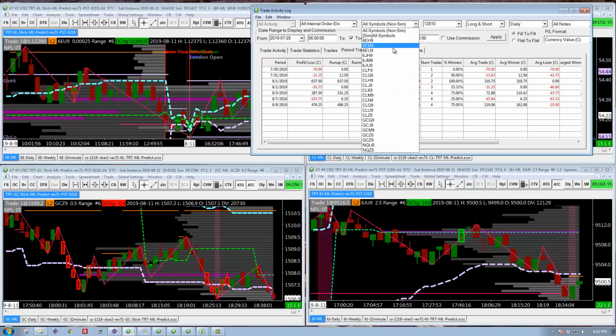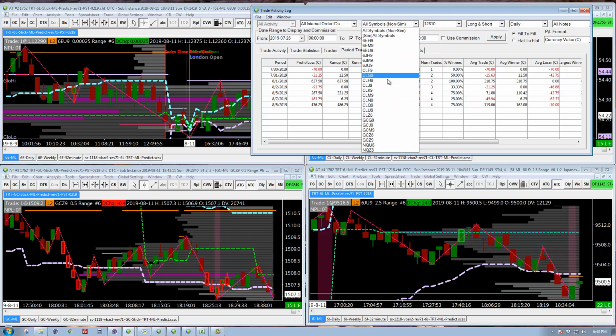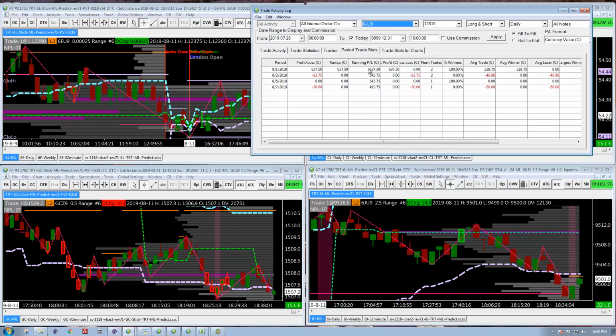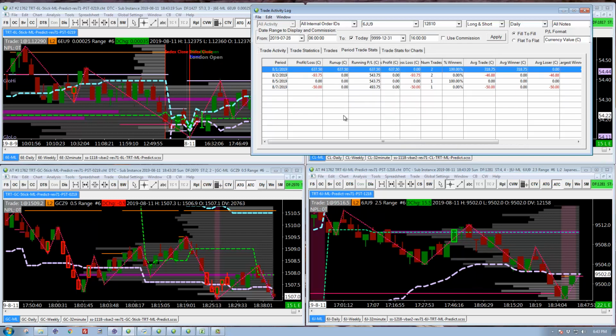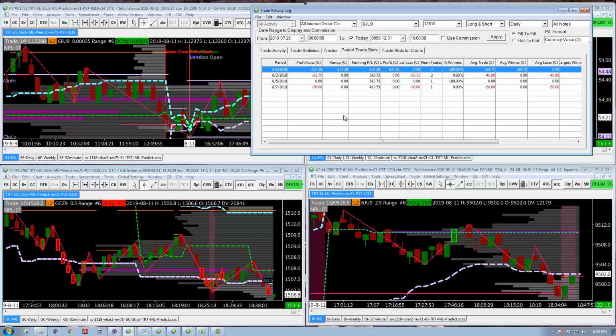So let's start with the yen, because I think this is the one that was the most surprising. 6JU9. So all symbols non-sim, this is a live account. Okay, so we had this really big day here, and it was get into the market, do an add, and the market keeps running, and then you end up hitting the target. In fact, the market continued to go.